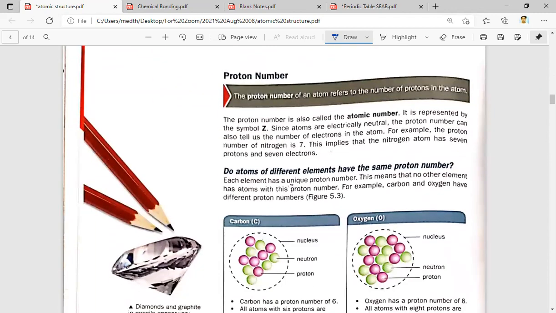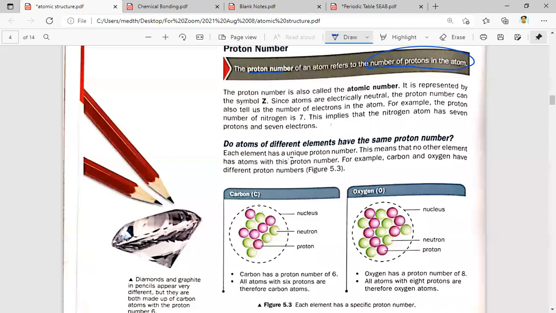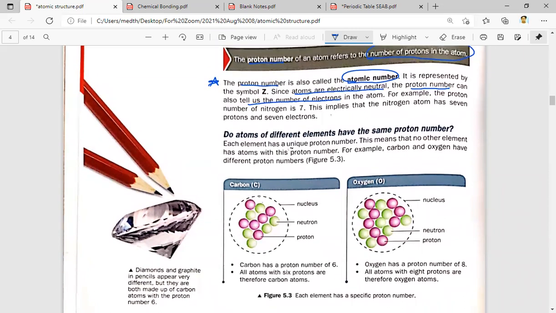Next, what is the proton number? Obviously the word proton number tells you that it's the number of protons in the atom. Now, do take note of a star over here. Another name for proton number is also called the atomic number. And since atoms are electrically neutral, the proton number can also tell us the number of electrons.